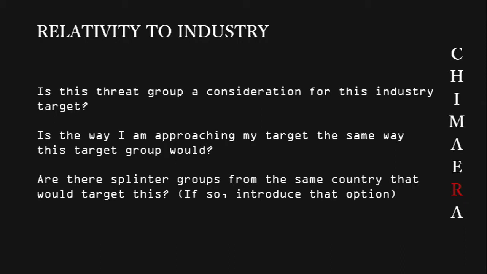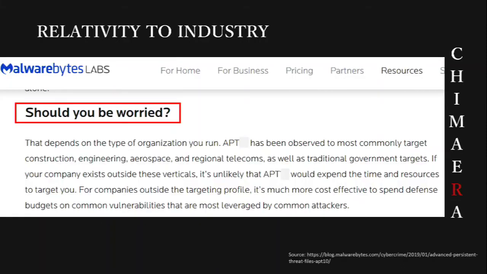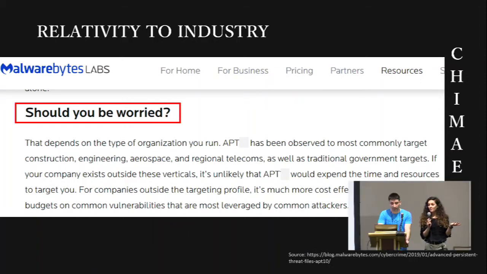Generally, our teams would take something very generic and say, we're just going to emulate an adversary, a generic adversary. It needs to be tailored to your client or to your own organization. Again, threat intelligence analysts have been doing that. We have here the example of Malwarebytes, where they make it a point to write after every report a section saying, should you be worried? Meaning, is this threat actor relevant to my industry, or am I going to have to sweat and stay up at night for no reason at all? And this is exactly why we have the point of relativity to industry.